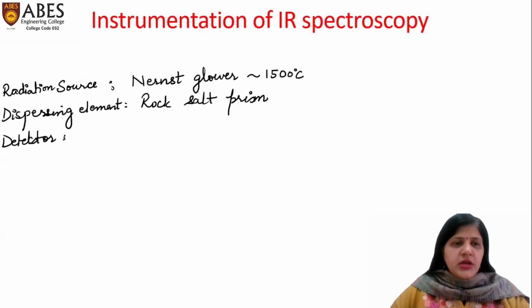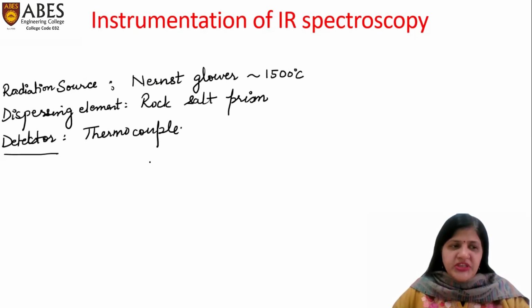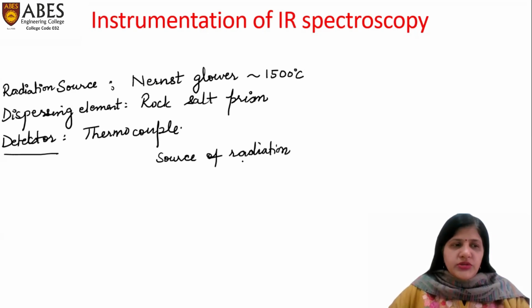It is a detector, which is a thermocouple. So these are the basic instrumentation parts of the IR spectrophotometer. We have a source of radiation, and this is a beam attenuator.